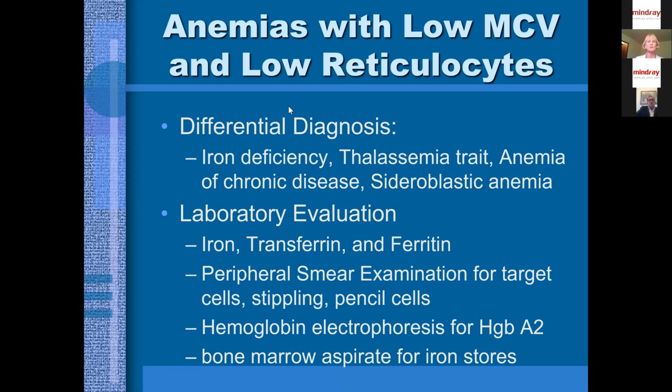So the differential diagnosis of low reticulocytes and low MCV is iron deficiency, thalassemia trait, anemia of chronic disease, and sideroblastic anemia. And the laboratory evaluation then is with iron, transferrin, and ferritin. You can look at the blood smear. If you see target cells and stippling, then that would maybe suggest more thalassemia. And pencil cells are classically seen with iron deficiency. Hemoglobin electrophoresis quantifying hemoglobin A2 is also helpful to determine if the patient has beta thalassemia.